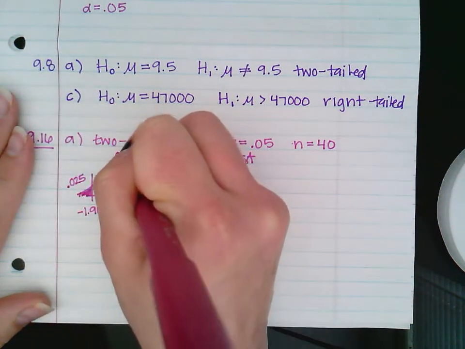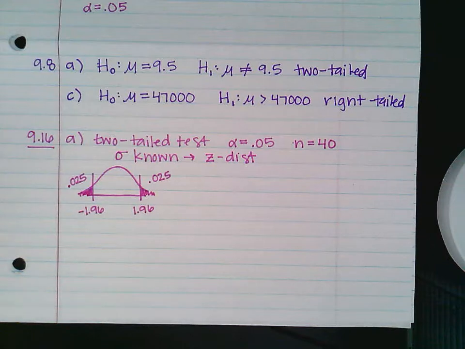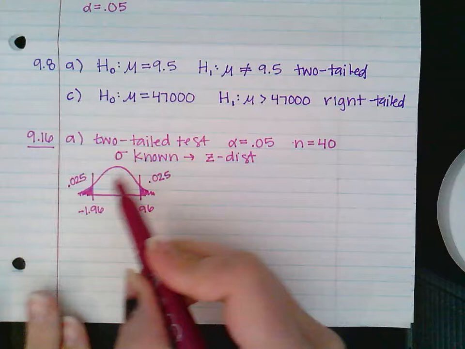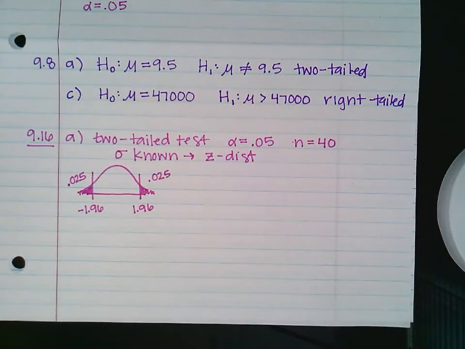Anything in this shaded region we would reject in favor of the alternative hypothesis. We would have significant evidence that we have a difference from what we are currently claiming. Anything inside the non-shaded region, then we assume nothing is going on. Let's look maybe at part B.